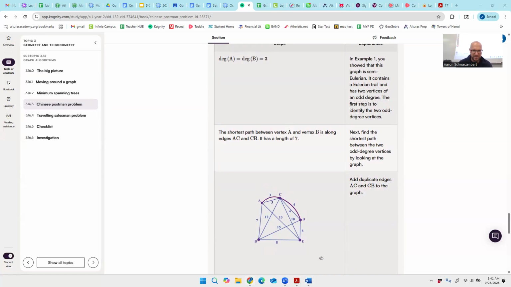My path went, I think I did this way, it doesn't matter. But I'd add up all the edges, right? Because that gets me there. And then I need to get back. So the shortest way back is 4 plus 3. That makes sense? So that's not an Eulerian circuit, but I can still make it back. I just have to repeat those roads.